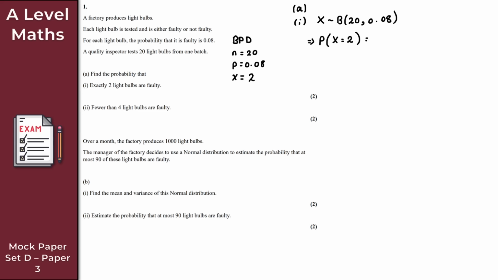Press enter. And bosh, that is your solution. And if you've done this correctly, then we should get the same thing here. If we don't, there's a problem. We should get 0.271. There we go. Nice and easy. So that's A part 1.